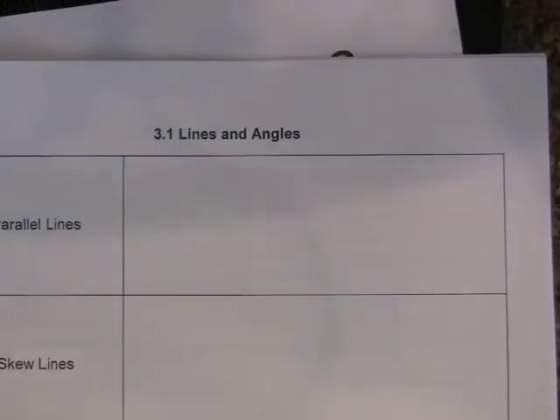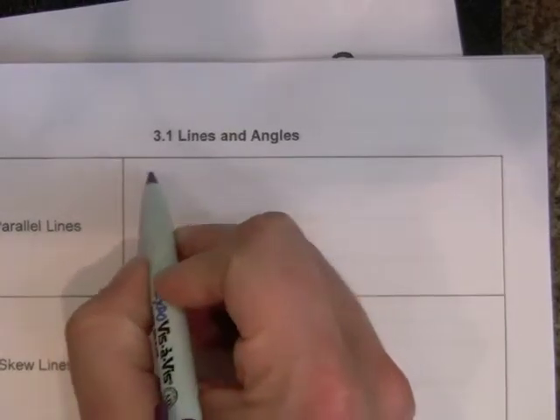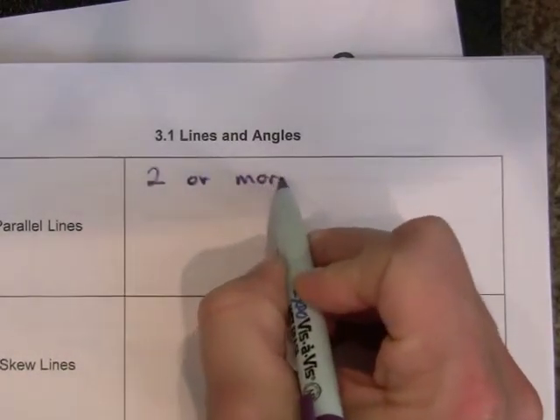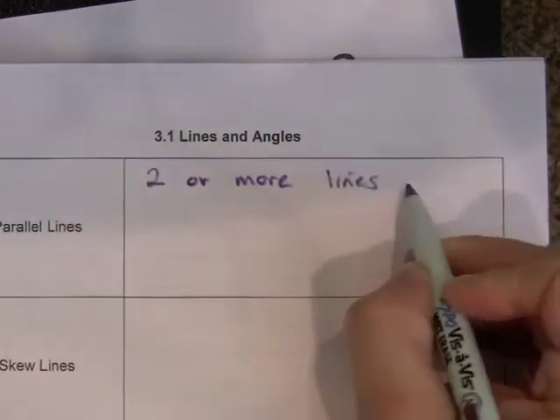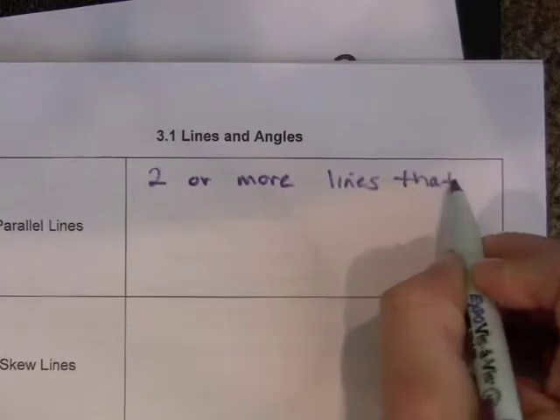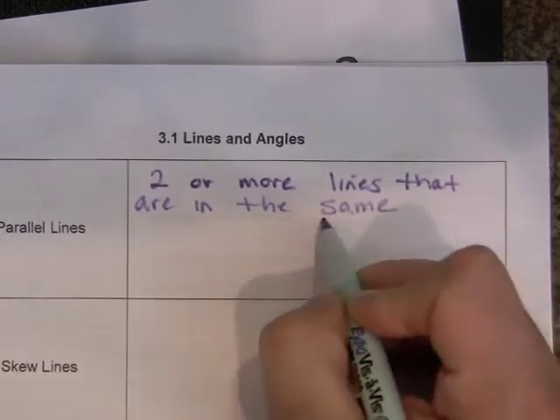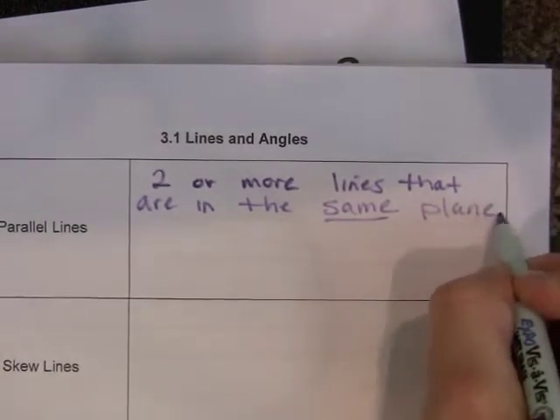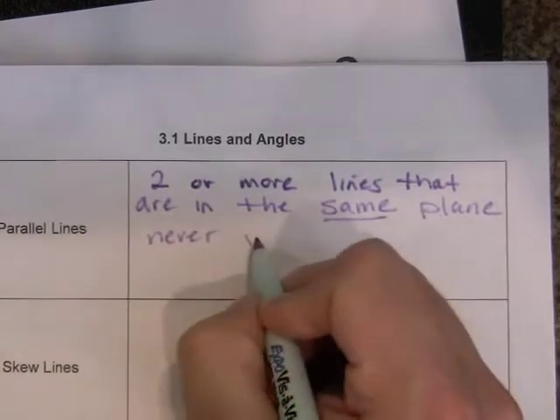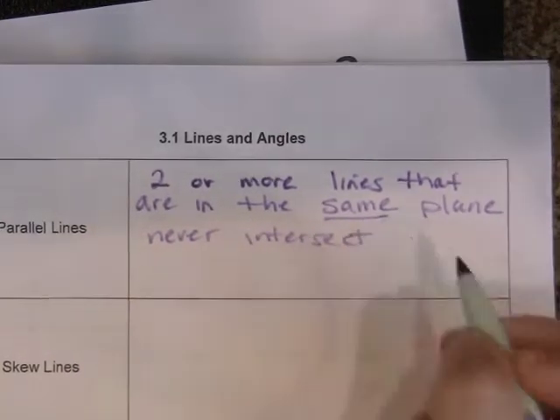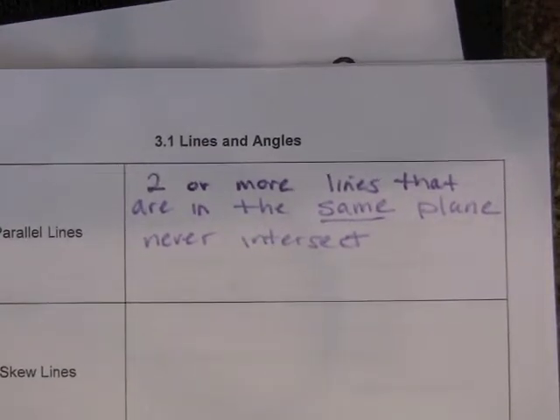Okay, so let's take notes on lines and angles. We're first going to talk about parallel lines. Parallel lines are when two or more lines that are in the same plane never intersect. So parallel lines, again, are two or more lines that are in the same plane that never intersect.